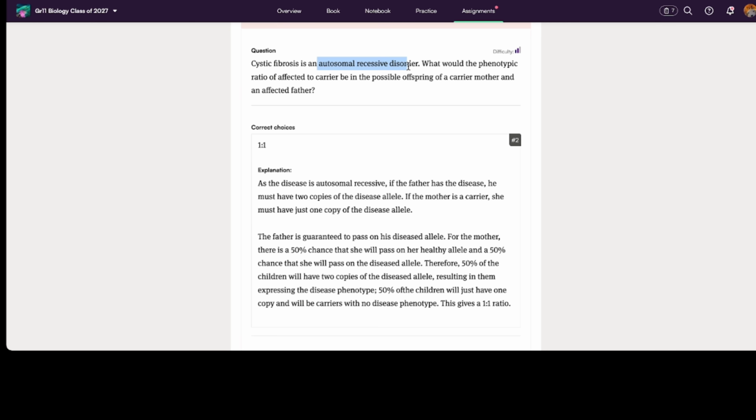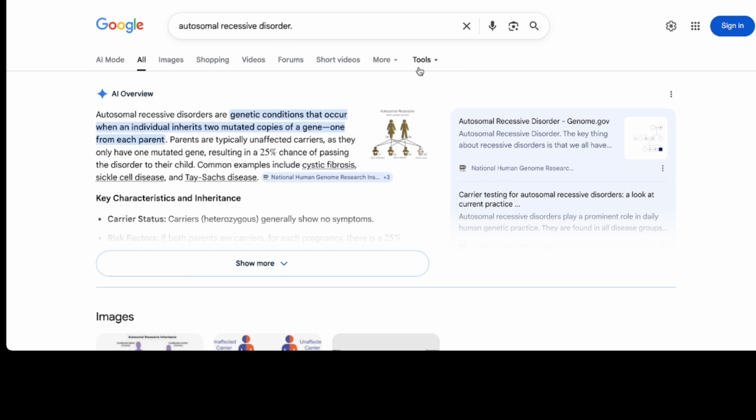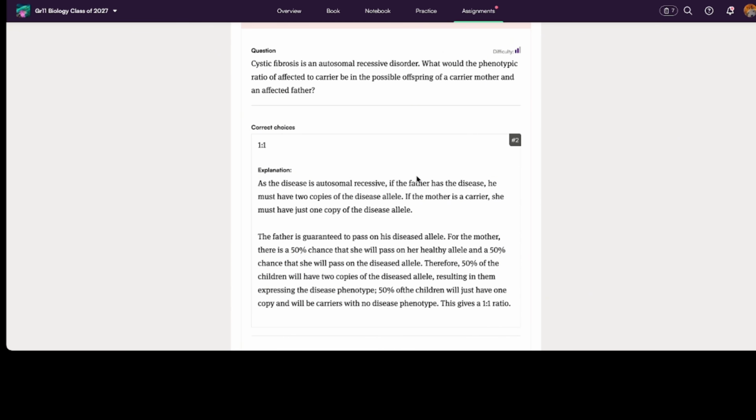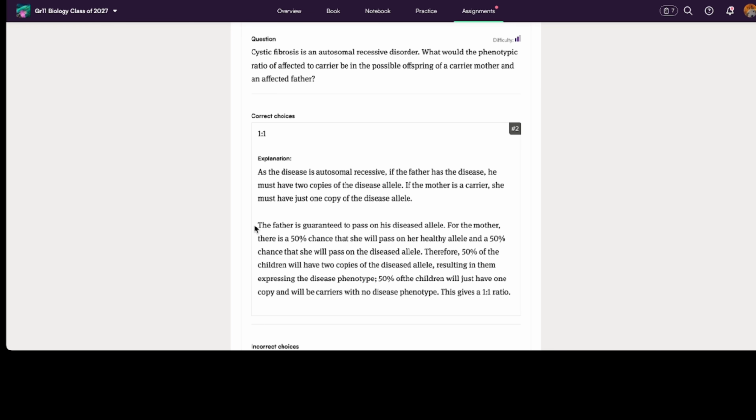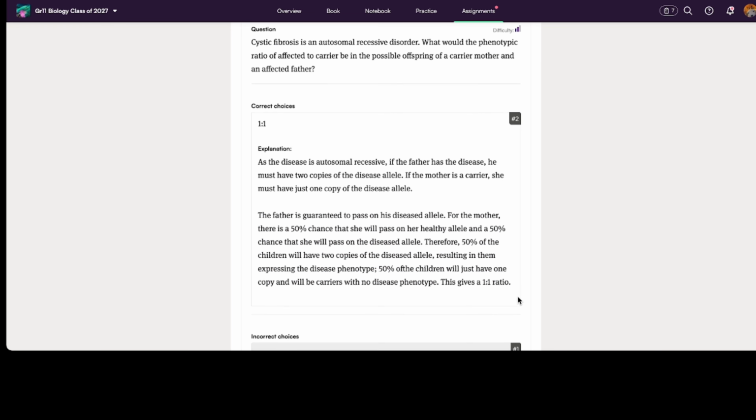Autosomal recessive disorder. I don't think I talked about this, but let's see what Google has to say. Yeah, sickle cell disease. Oh, that was what it was about. So if the father has the disease, then he has 2 copies of the disease allele, so it is a recessive one. But if the mother is a carrier, she only has 1 copy. The explanation is pretty good here. I'll let you read it yourself.